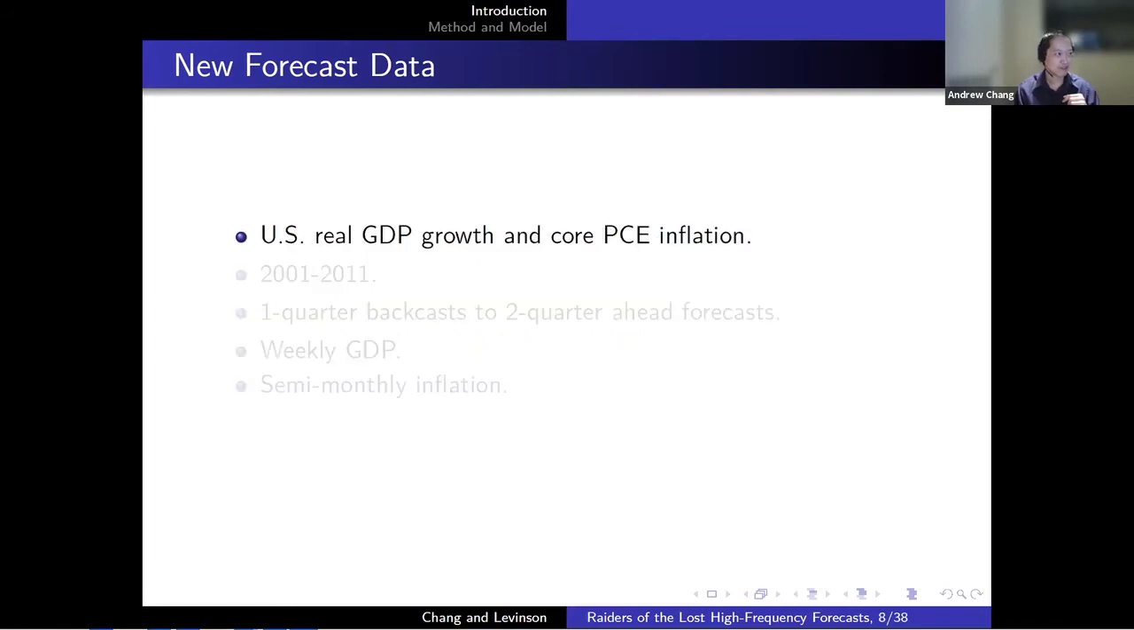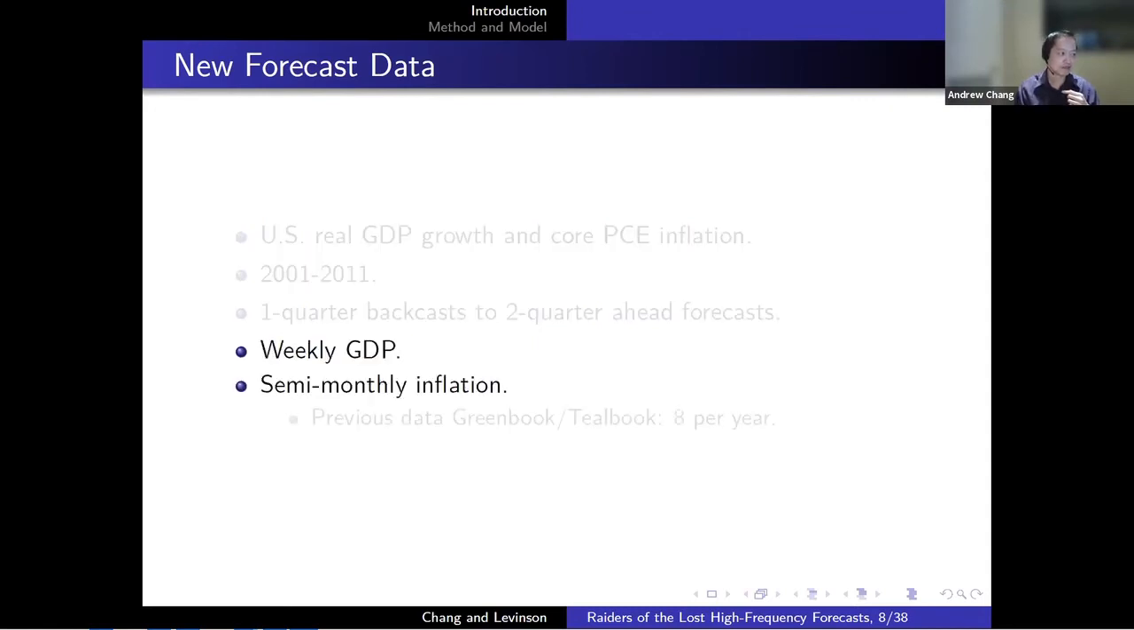Okay, so for the new forecast data, what do we actually have? We've got US real GDP growth and core PCE inflation, over the period 2001 to 2011. We have one quarter backcasts through two quarter ahead forecasts. And so the main contribution here is, again, we're improving the frequency. Green books and teal books, at least in recent years, are posted one for each meeting of the Federal Open Market Committee. In recent times, there have been eight of these per year. And so we're improving the frequency.